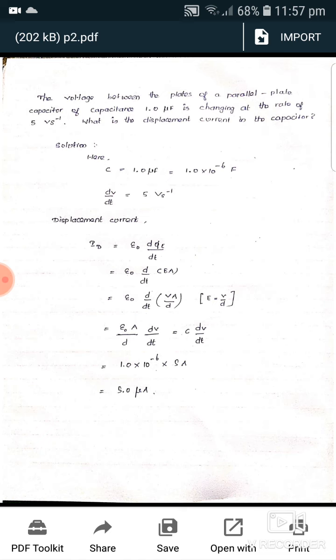Here the data are: C, the capacitance, is 1 microfarad. It will be converted into farad, that's why it is multiplied by 10 to the power of minus 6. So the result is 1 × 10^-6 farad. Then dV/dt means the rate of change of voltage, which is also given in the data. It is 5 V s^-1.